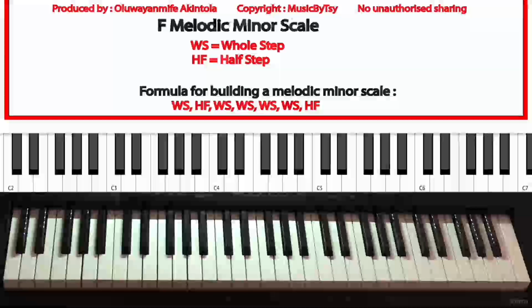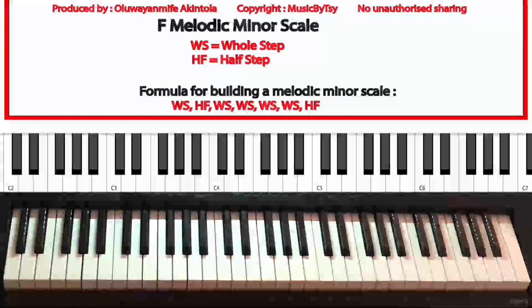The other method by which we can build the F melodic minor scale is to take the F natural minor scale and then to increase the 6th note of the F natural minor scale by a half step, and then to also increase the 7th note of the F natural minor scale by a half step. And doing that is going to give us the F melodic minor scale. So yeah, let's do that.